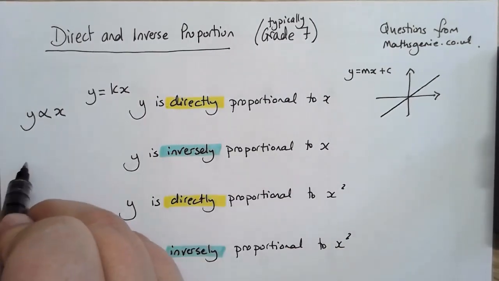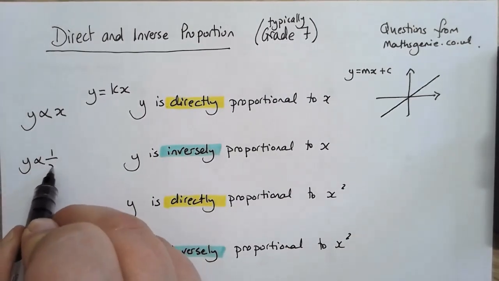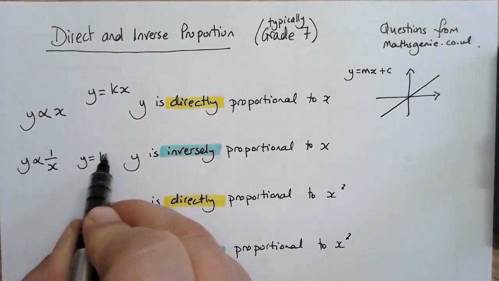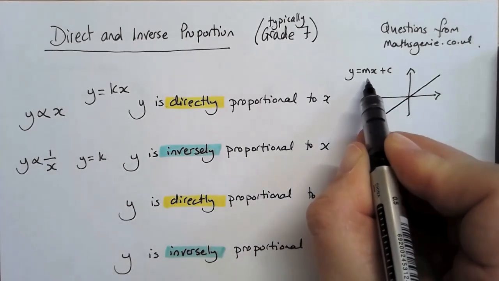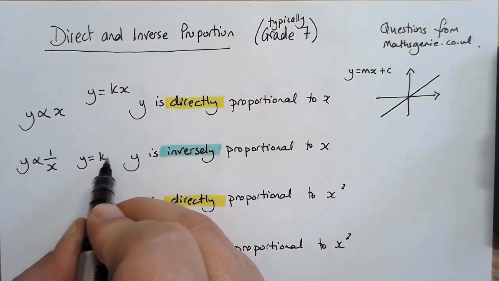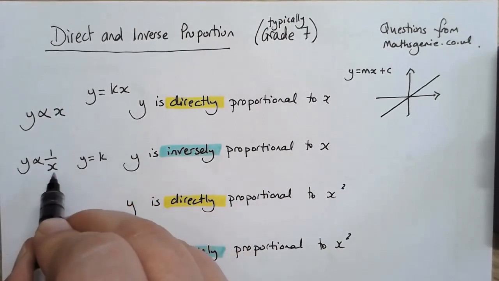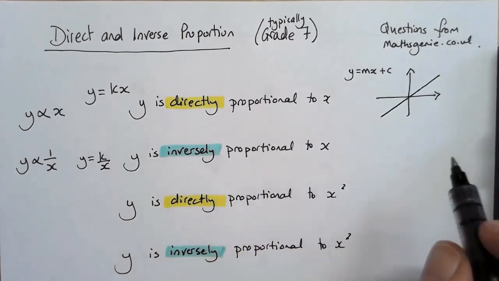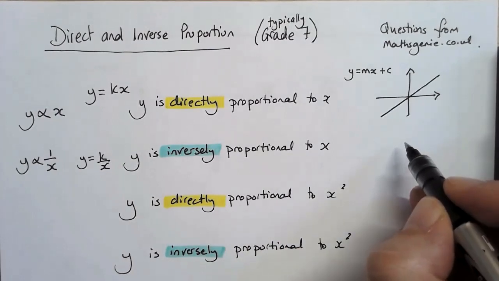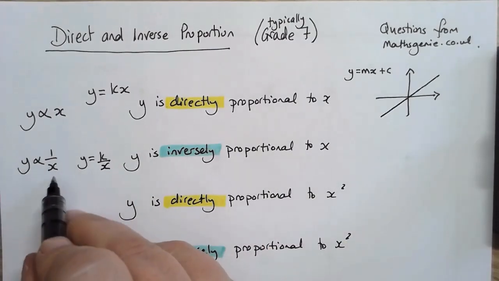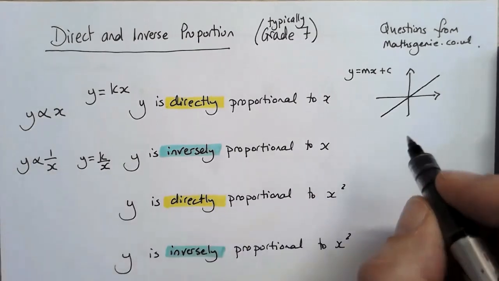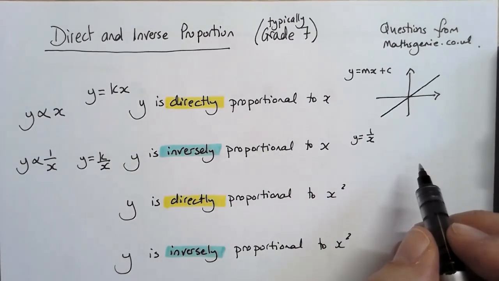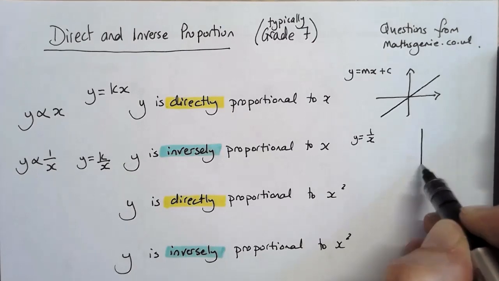When it's inversely proportional, we're talking about the reciprocal, and therefore we can say y equals some constant. We don't know what it is, like this gradient here, but we do know that it's multiplied by 1 over x, which also means we could write it like this. So y is inversely proportional. And what that looks like, the graph of y equals 1 over x, for instance, is a graph that looks like this.